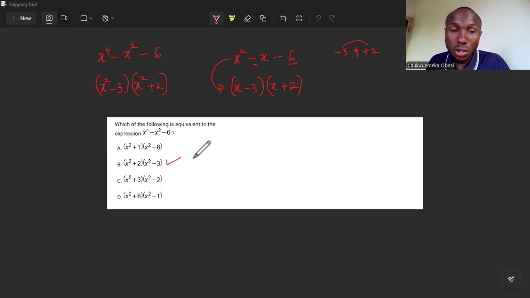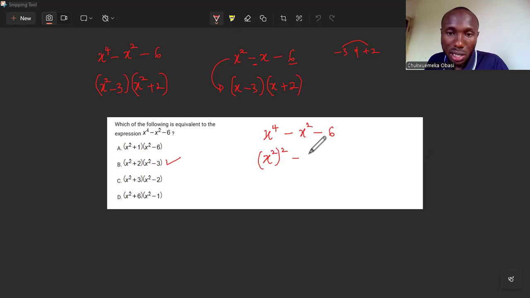So I hope you get this right. Or if that is still not clear, I think I have another way to explain that. So let's say we have x to the 4, x squared, then we have minus 6. Of course, x to the 4 can also be rewritten as x to the 2, then all to the 2, minus x squared minus 6.